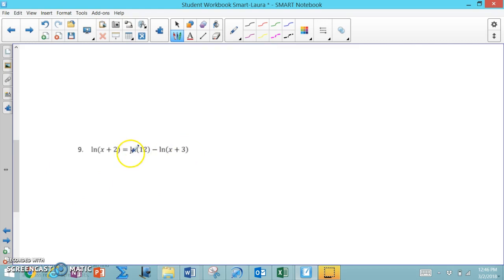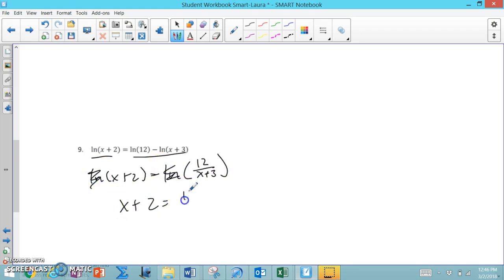In the last one, you have logs on both sides, so you'd want to just make sure you use your properties. 12 over x plus 3. And if you have a single log on both sides, you can virtually ignore the logs. Okay, so in this one, when you went to solve it, that's how you would set it up.